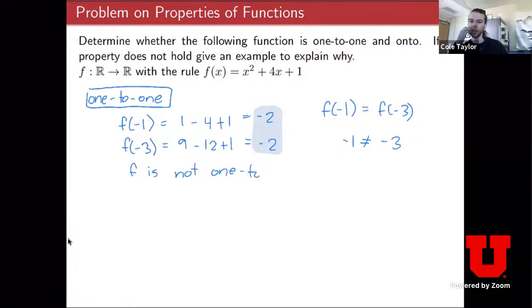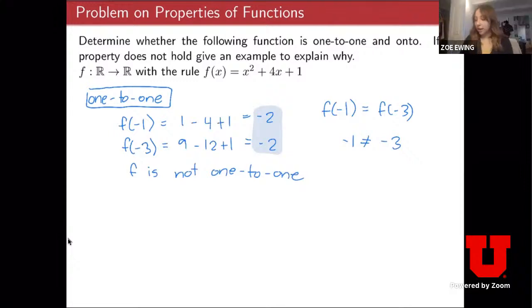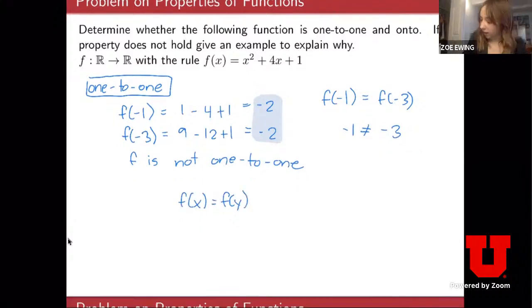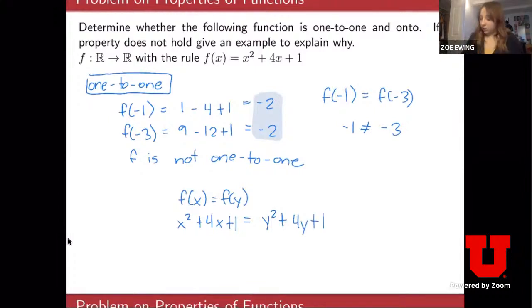So in general, to find out if a function is one-to-one, could you set it to itself and then see if there's any solutions, and then just assume from that that it's one-to-one or not? Yeah, so in this case, if we let f of x equal f of y, we could let x squared plus 4x plus 1 equal y squared plus 4y plus 1. We can cancel out these ones, and we end up with x factored out of x plus 4 equals y factored out of y plus 4.